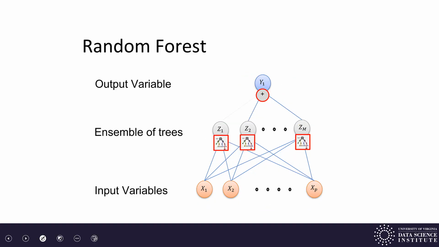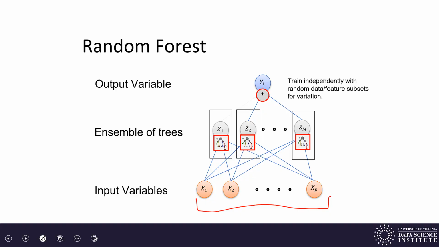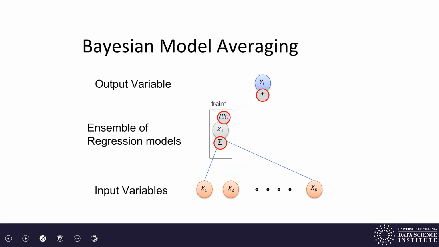Random forest, we can think of in this sort of way. So here are our input variables. Then we take separate trees, Z1 through Zm. We could think of those as separate trees, and then their outputs get combined to get the final output variable, whether it's classification or regression. And these are trained entirely differently from a neural network. They're trained individually to get variation among them, of course.